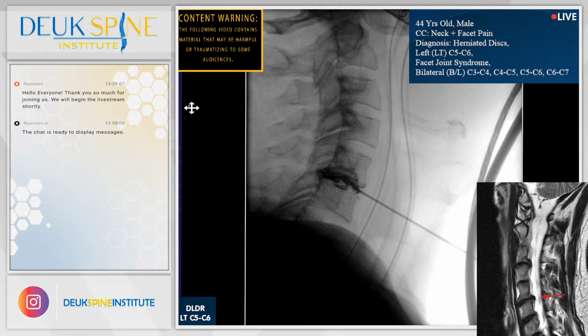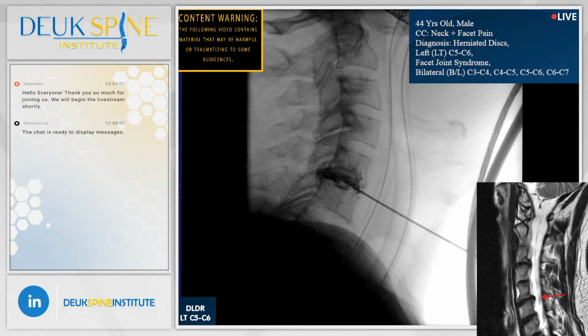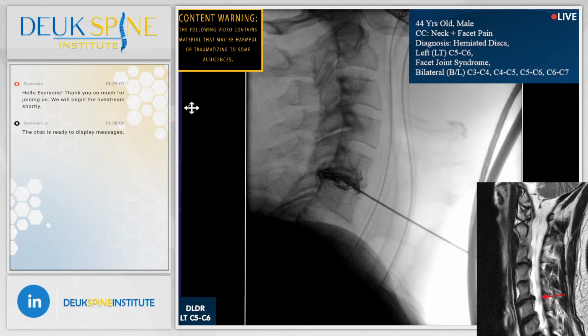All right. If you have questions, feel free to ask. Otherwise, Henry, start us out with the 30 causes of neck pain. The 30 most common causes of neck pain.